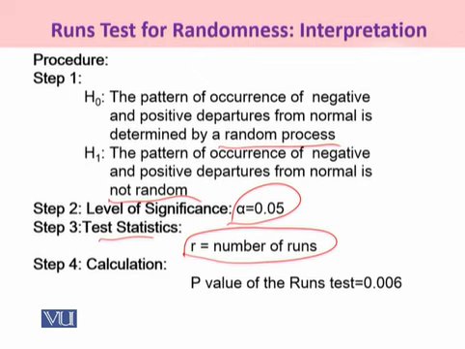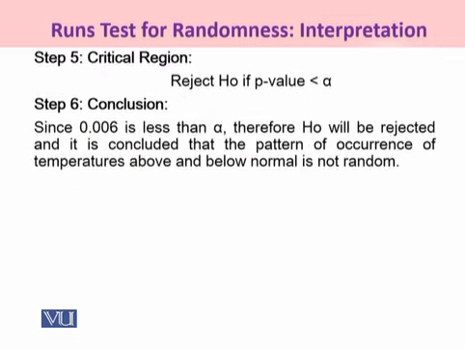Under step 3, our test statistic would make use of the number of runs, denoted as R. Step number 4 is calculation, where you would obtain the p-value for the runs test that was given by SPSS, and it is noted as 0.006. Now students, this particular p-value is to be compared with alpha, which is 0.05. Under the critical region, we define that we will have to reject H0 if our p-value is less than alpha.